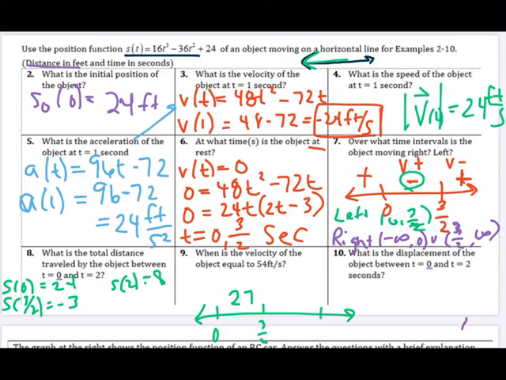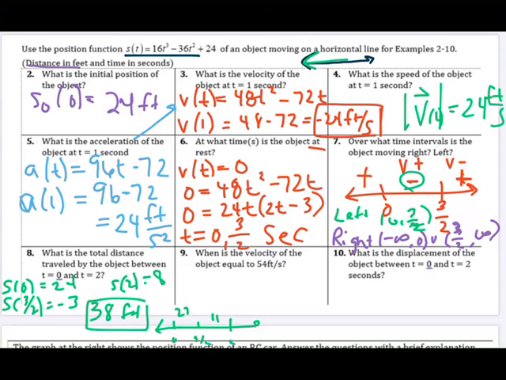Then between 3 over 2 and 2, it's traveled from -3 to 8. So it's traveled to the right 3 and then 8 more, 3 to get back to 0 and 8 more. So it's traveled to the right 11. So the total distance that is traveled is 38 feet. And that's that 27 plus 11.